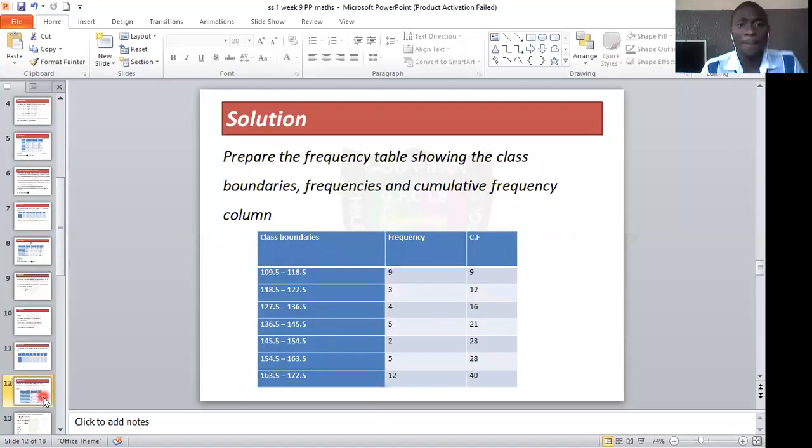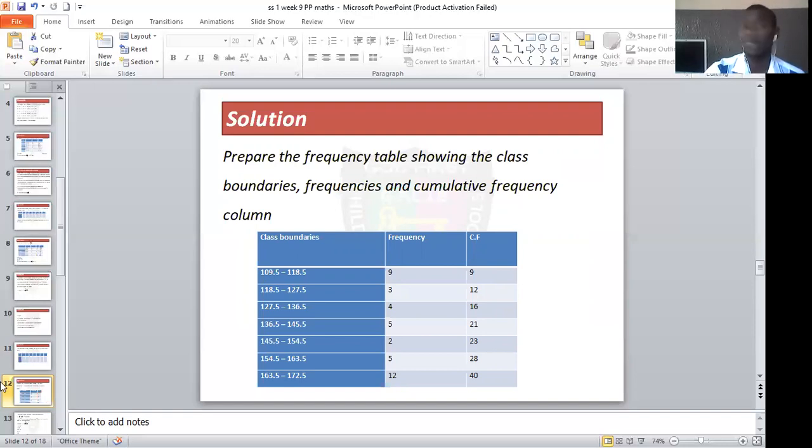So this is the solution. Prepare the frequency distribution table showing the class boundary, frequency, and cumulative frequency. We don't really need the class mark, so you can ignore it since it's not part of the formula. But if you add it, it's not a problem.